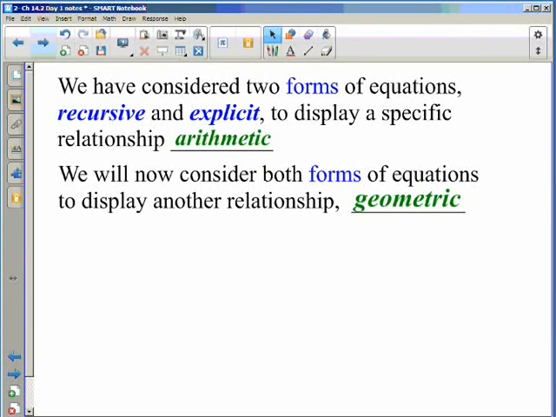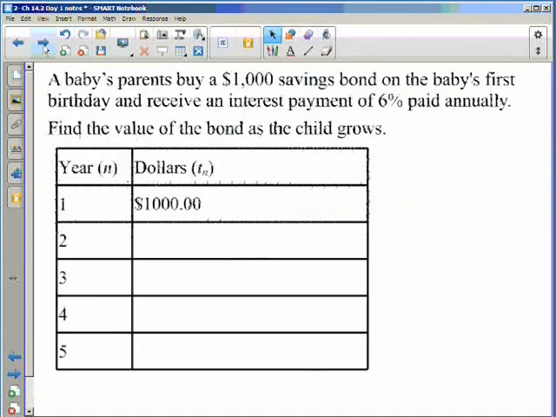This comes from a constant multiplier. A baby's parents buy a $1,000 savings bond on the baby's first birthday and receive an interest payment of 6% paid annually. Find the value of the bond as the child grows. So in the first year, there's $1,000. At the end of the year, they give you a payment of 6%. We multiply by 1.06 so that we keep 1 times the original value. That keeps our original amount. And then we add the 0.06. That's the interest payment of, in this case, $60.